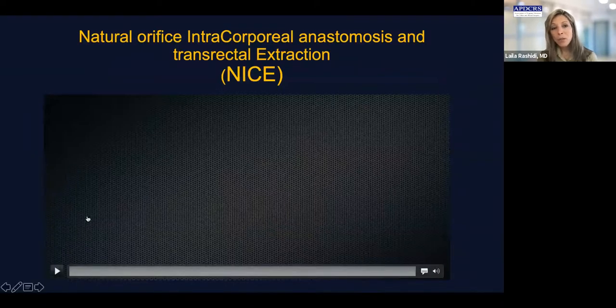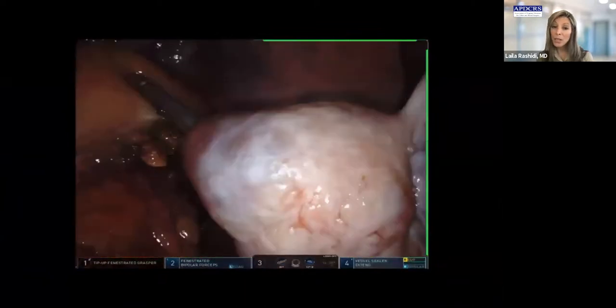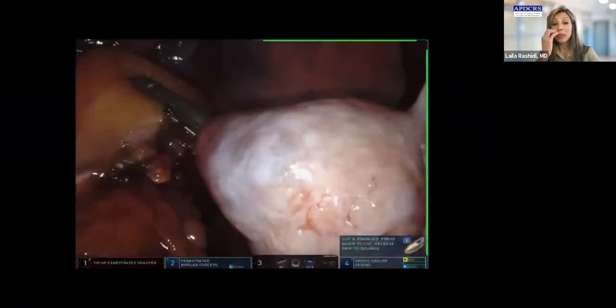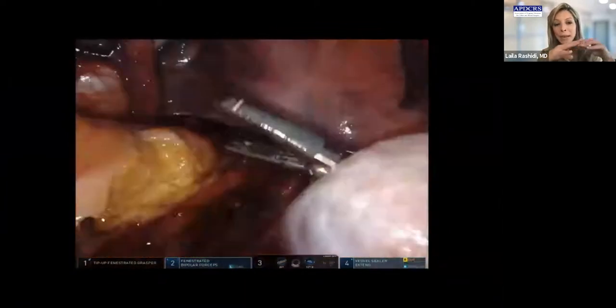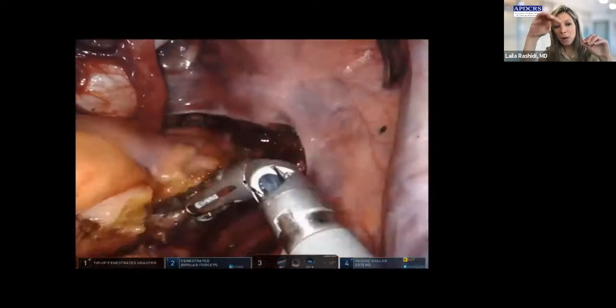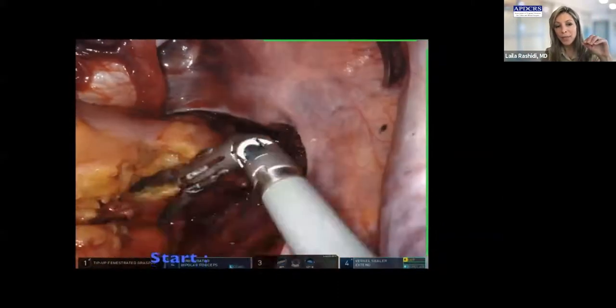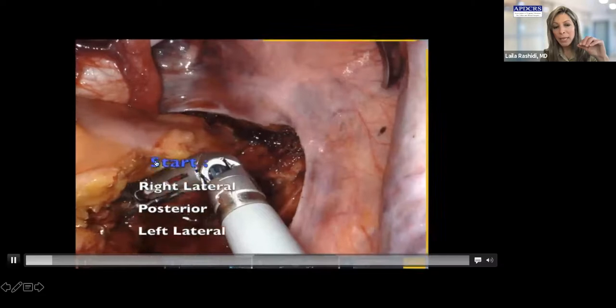Now, if you're doing a natural orifice intracorporeal anastomosis with transrectal extraction, it's a little bit different. I don't make that Pfannenstiel incision. Here you see, first you have to clean the rectum. I like to clean the rectum starting from the right side and marching around, going to the posterior aspect and then to the left. So you see I made a little nick here.